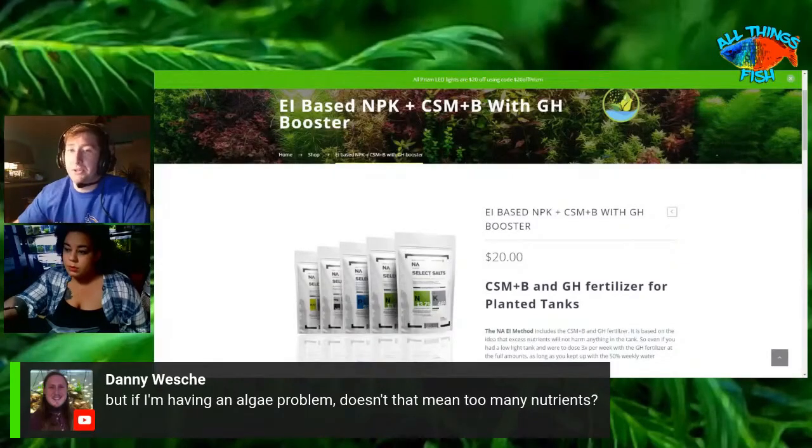However, once you do fix the nutrient issue and given good healthy plants, those healthy plants will outcompete algae for nutrients 9 times out of 10.